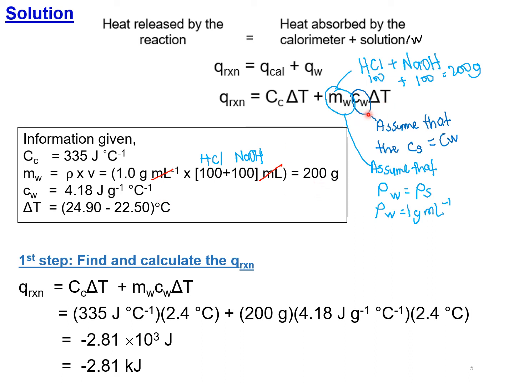And then next ialah specific capacity. Since the question tak bagi you the specific heat capacity of solution, so you assume that the specific heat capacity of solution is equals to the specific heat capacity of water, which is 4.18 joules per gram per degree Celsius. After that, you masukkan saja all of the information given in the formula, in the equation.